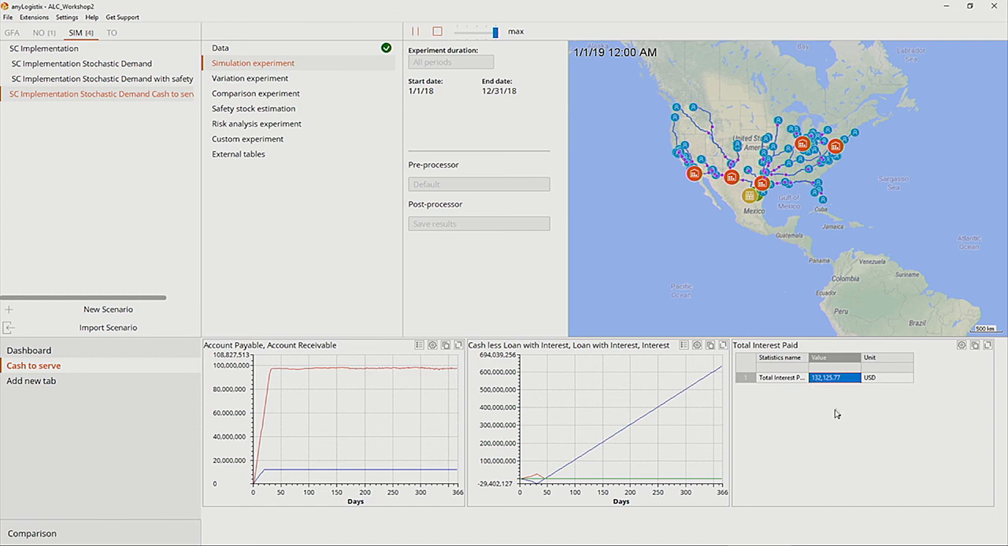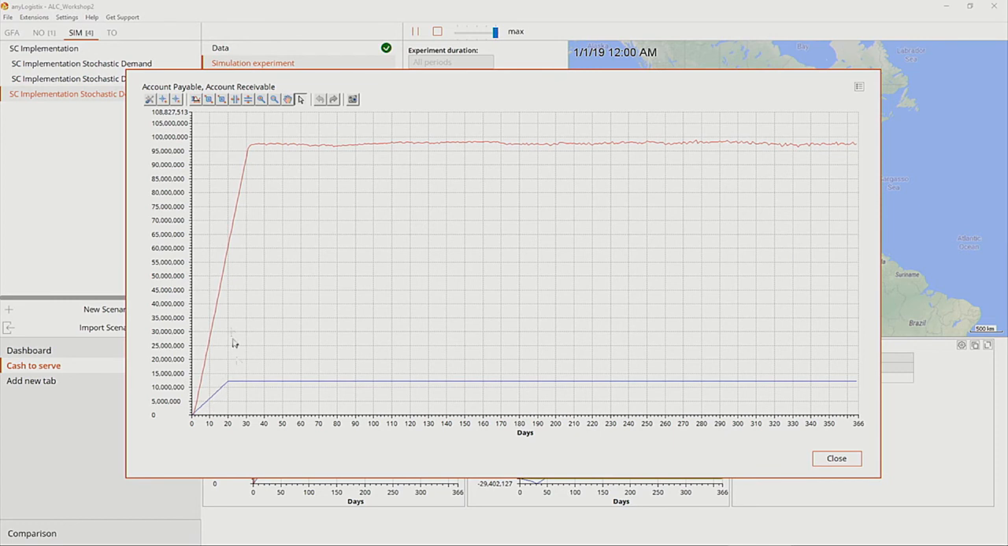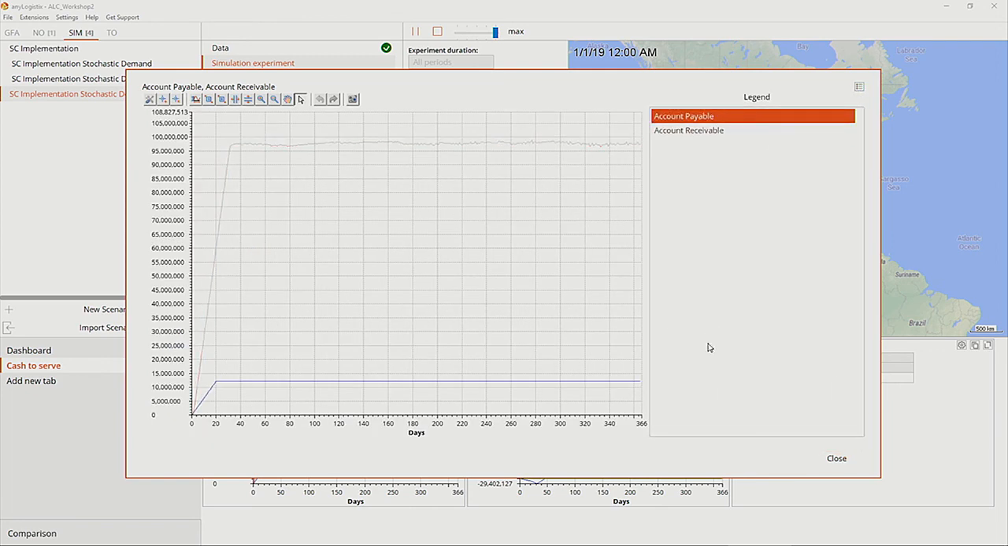And on this chart, we see dynamics of accounts payable and accounts receivable. Since our payment terms are only 20 days, and we have a down payment of 20%, our accounts payable is much less than accounts receivable from our customers who have a 30-day deferment period.